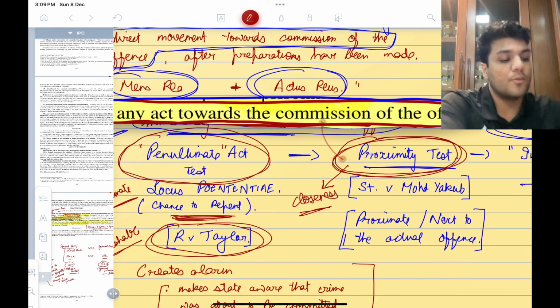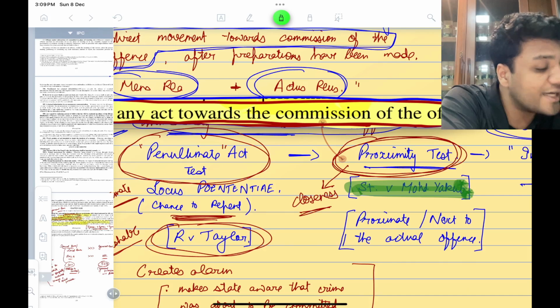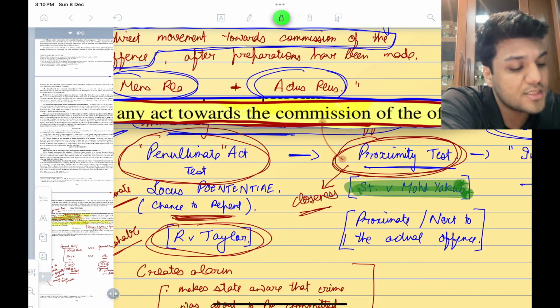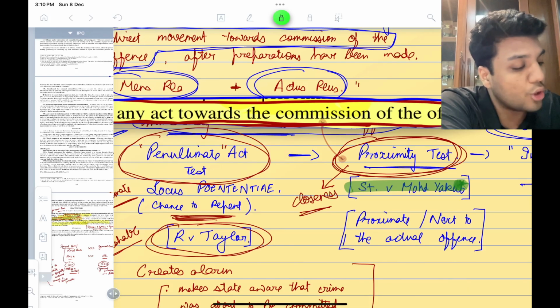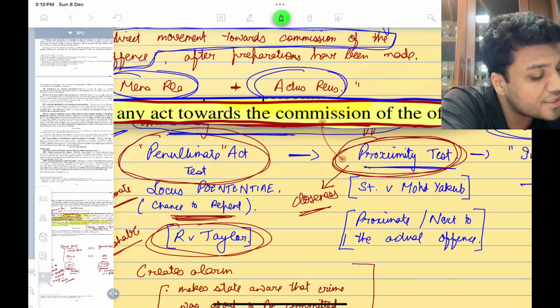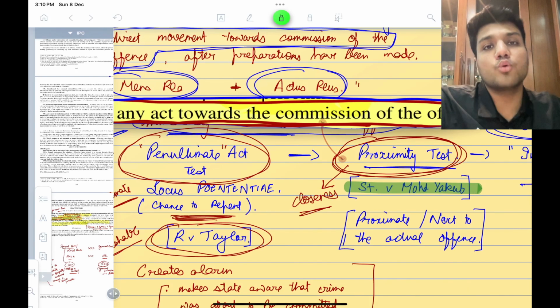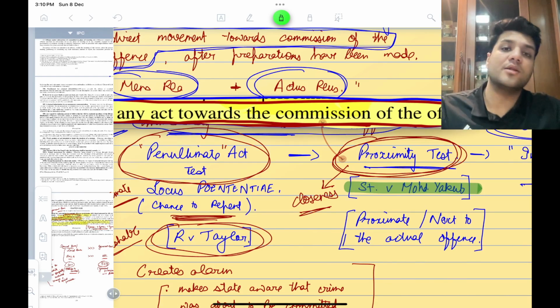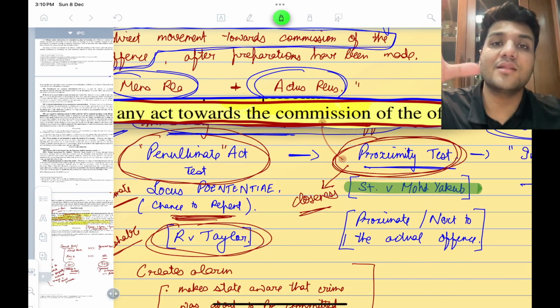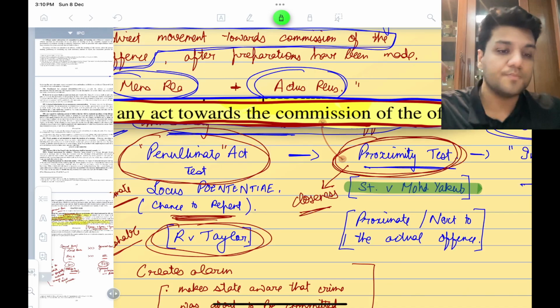And the landmark case for the proximity test that you can have a look at any time is the State versus Mohammed Yaqub case. This is a very famous terrorism related case, and everyone is recommended to go through it, because not only does it deal with certain important principles of the IPC, but it also deals with certain important principles of the CrPC. So I would definitely recommend that you read this particular judgment. If you can't read the entire judgment, I would definitely recommend that you have a look at the summary of this judgment and the summary of the holdings that the Honorable Supreme Court passed in it.